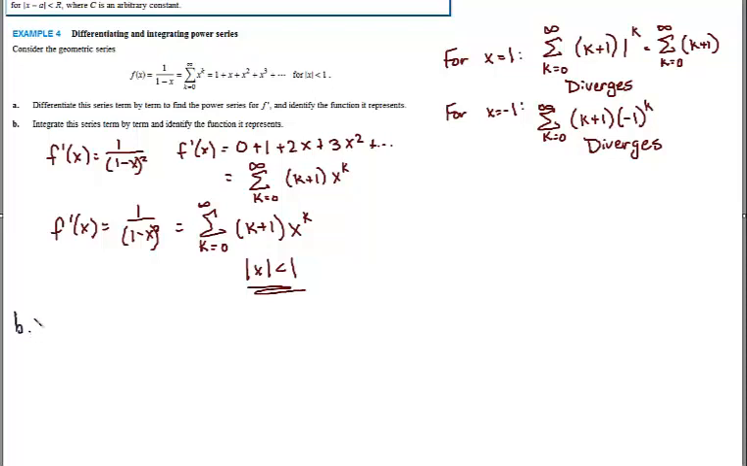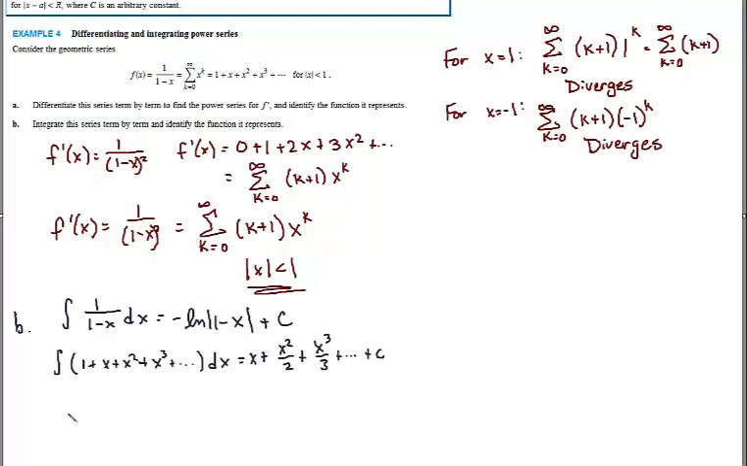In the B part, we're going to go the other way with this, and we are going to integrate our 1 over 1 minus x dx, and we're going to integrate our function term by term and see what power series we get. Alright, now I'm going to equate these two, and I'm going to say that negative the natural log of 1 minus x.